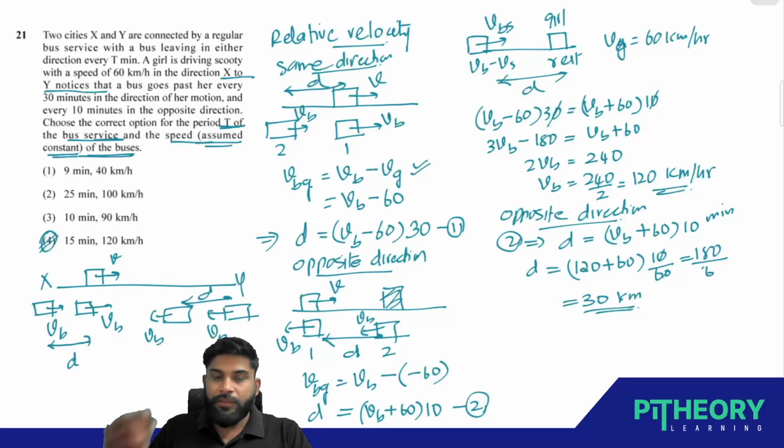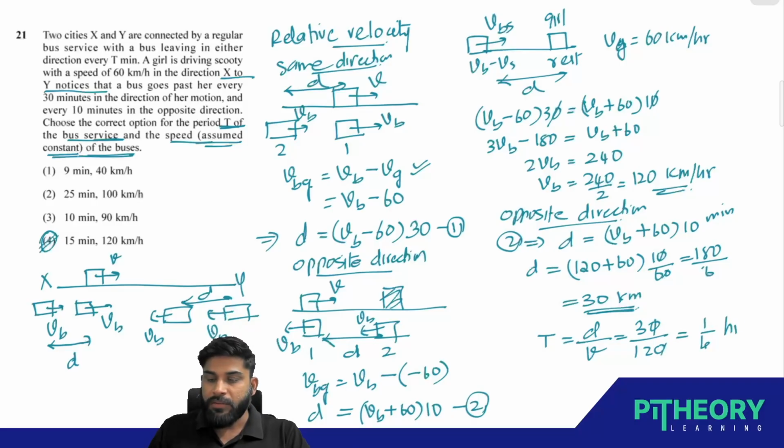Correct? So now we can very easily analyze this situation. You can see here the bus travels 30 kilometer. If you are taking the time interval of this bus, how can you find it? After a bus travels 30 kilometer with 120 kilometer per hour speed, the next bus starts. So T is equal to distance by velocity, which is 30 divided by 120. What you get is 1 by 4 hour, which is 15 minutes in this case. Okay, so that's how we get this solution.